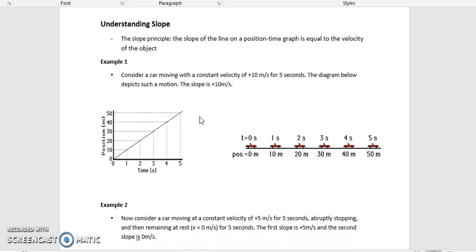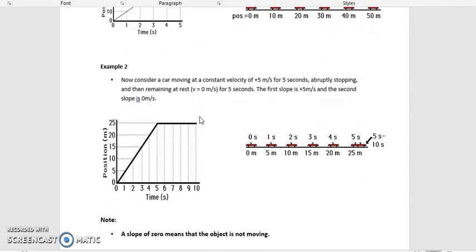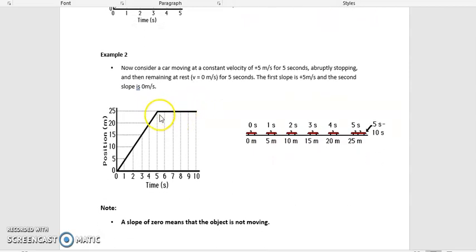Another point we're going to look at is what happens when you have a straight line, and this is just kind of recapping what we did last class. This straight line is new. So if we consider a car moving at a constant velocity of 5 meters per second, so here we have this person traveling at 5 meters per second, and that's drawn on our graph as well, and then abruptly stopping and remaining at rest for 5 seconds. So if the position of the object isn't changing, we have a velocity of 0, meaning that our time continues, so we can see that time is still going on.